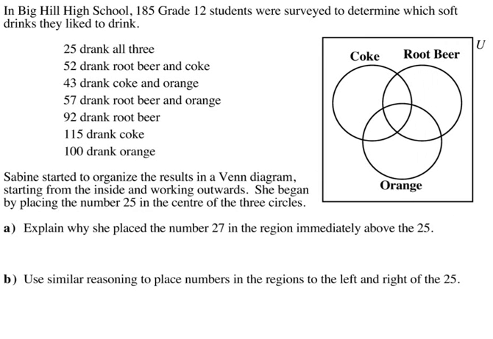Okay, we've arrived now. This is a truly epic Venn diagram. Let's see what we can do with it. 185 grade 12 students were surveyed to determine which drinks they like: Coke, root beer, or orange. And we get a great big breakdown.